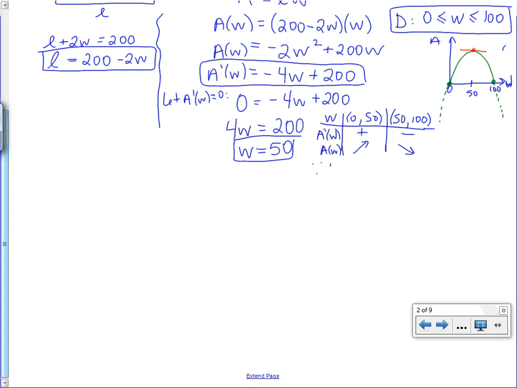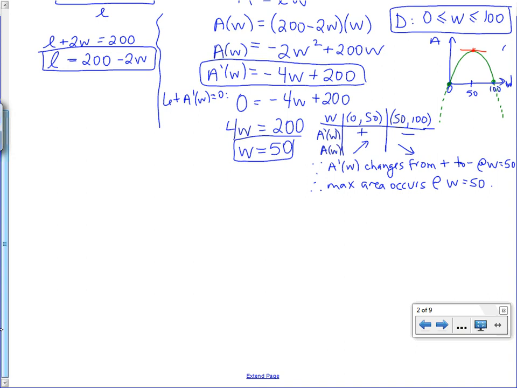Since A prime at W changes from positive to negative at W equals 50, therefore max area occurs at W equals 50. I'm not even going to worry about the word local or absolute here. I'm just going to say max. Do you agree that if you have a sign chart with only one key place, and you only go up, down, then there's no other place that could ever be higher than that? So it's the max. It is. Okay?